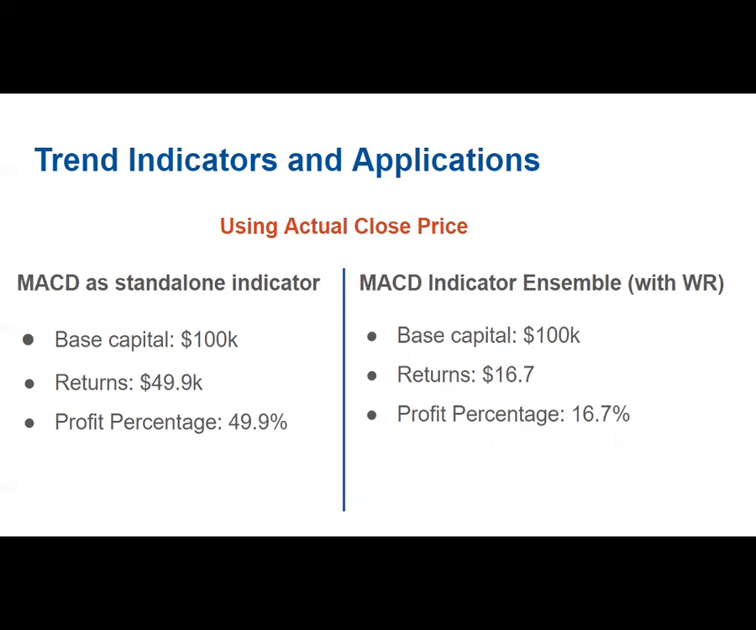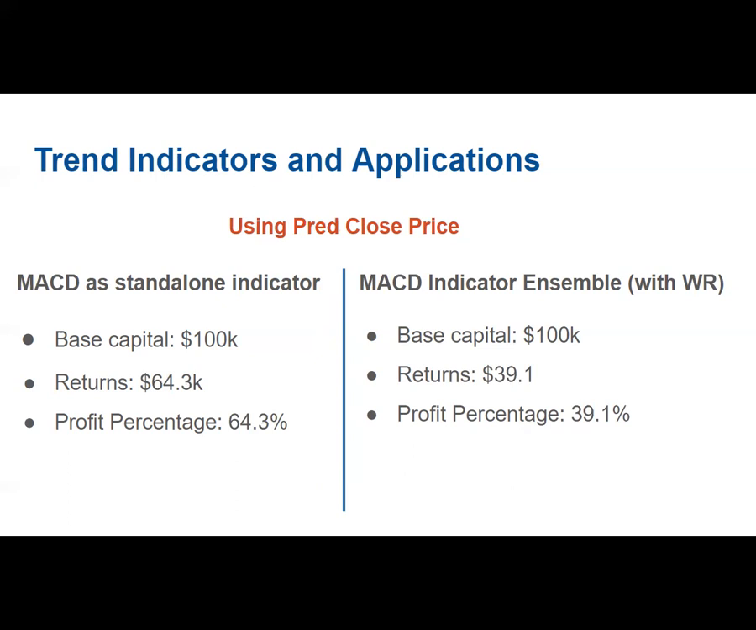Similarly for MACD, using the actual close price as an input to the respective trading algorithms, the following results are as shown. The MACD standalone indicator returned a profit percentage of 49.9%, while the MACD indicator ensemble, which includes the Williams R, returned a profit percentage of 16.7%.